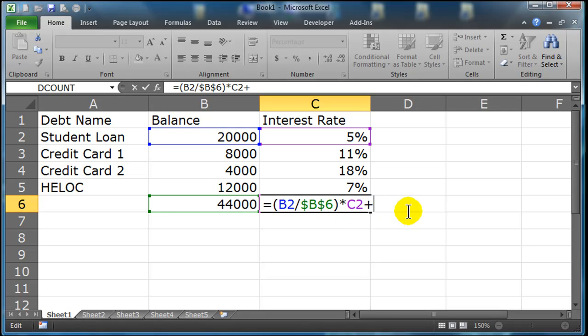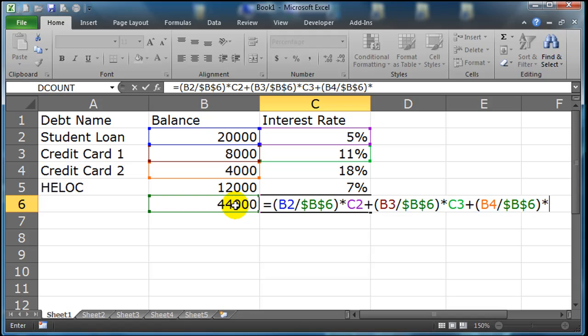And I'm going to repeat this process a couple times. I'm going to take my credit card 1 debt, divide it by my total debt, and multiply that by the interest rate of that credit card, plus credit card 2 divided by total debt, times credit card 2 interest rate, plus the debt of the home equity line of credit divided by total debt, times the interest rate on the home equity line of credit. And that really should take care of it.